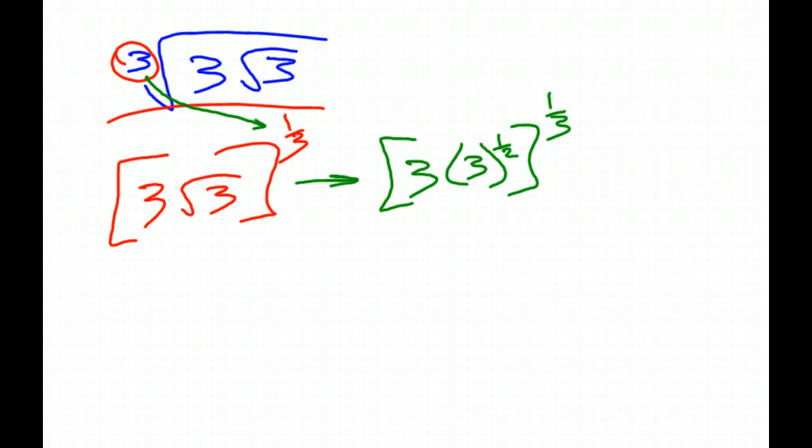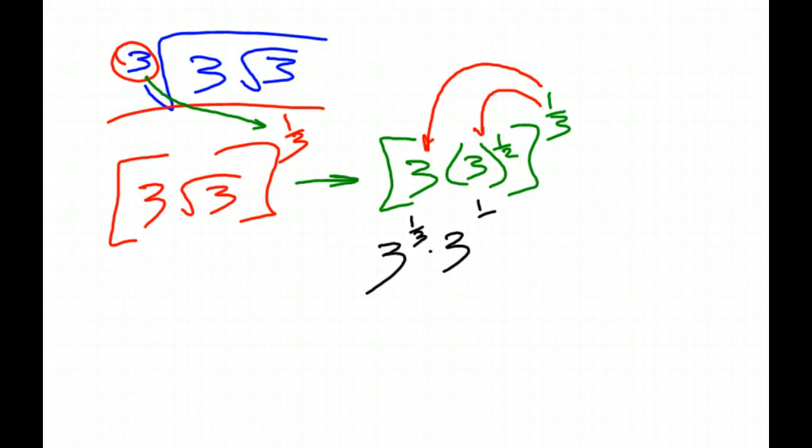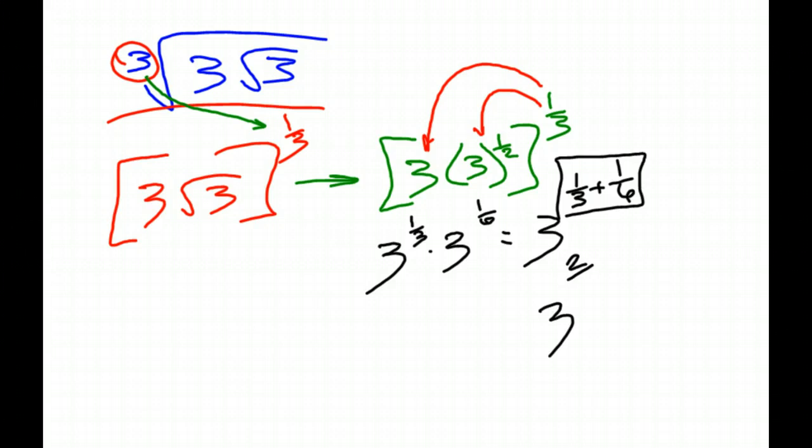You've got to remember that this 1/3 goes not only to the 3 to the 1/2 power, but also to the 3 that's in front of it. So we have 3 to the 1/3 power times 3 to the 1 over what? So we have 3 to the 1/3 plus 1/6. We need common denominators in order to add those. So we end up with an answer of the square root of 3, or 3 to the 1/2 power.